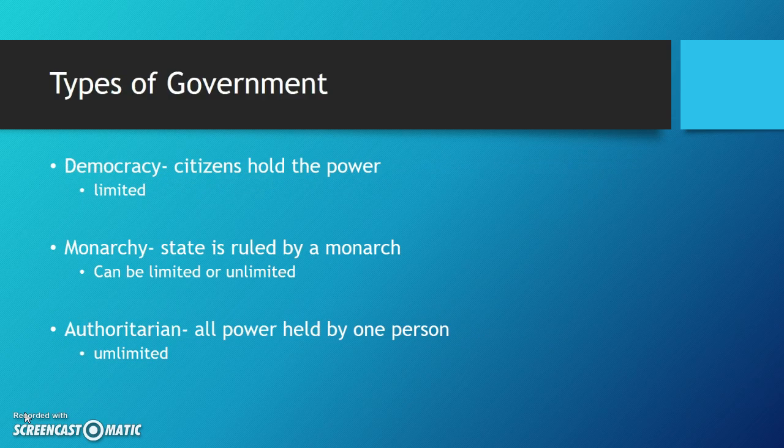So there are 3 basic types of government. There's democracy, which is our government, where the citizens hold the power. And that's often limited because citizens have the power to restrict the government and restrict their decisions. A monarchy is basically a state ruled by a monarch, it's a king or a queen, and it can be limited or unlimited. There are examples of both in the world. England would be a limited monarchy. Unlimited would be Norway. Or there's an authoritarian, where all power is held by one person. And this is always unlimited.